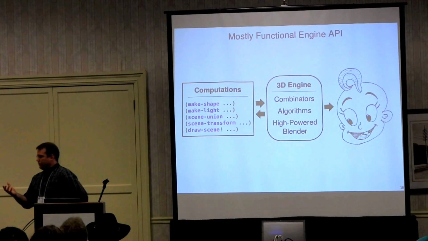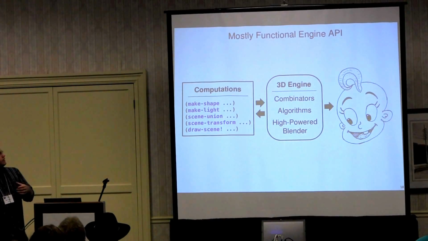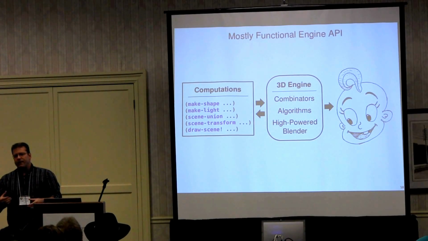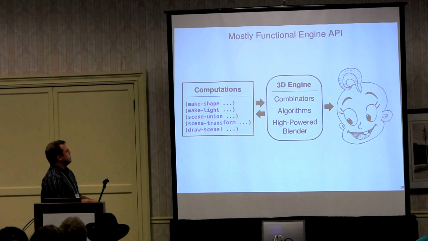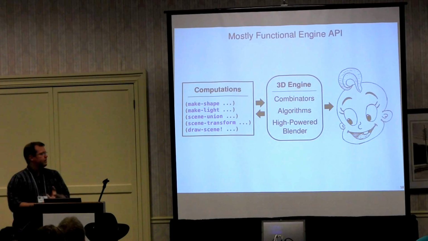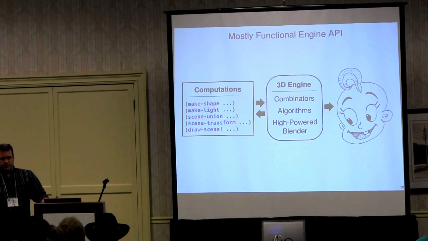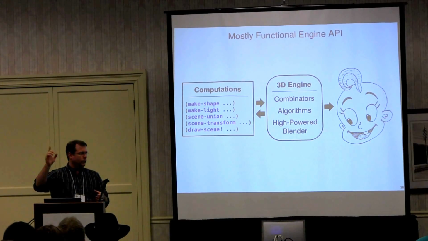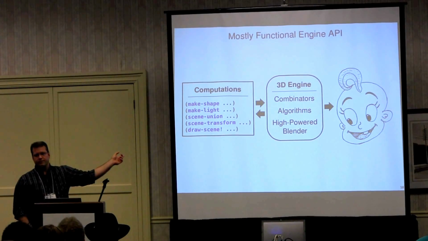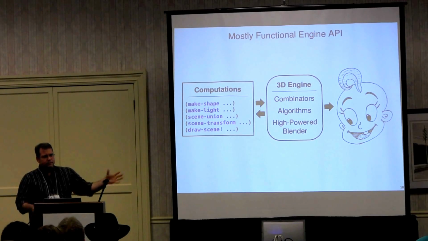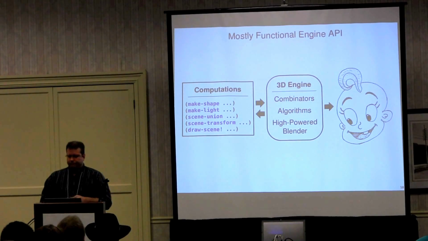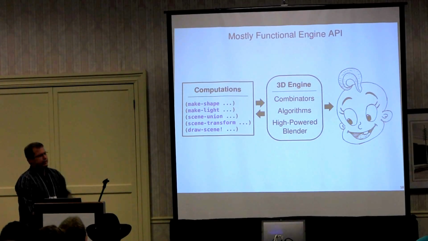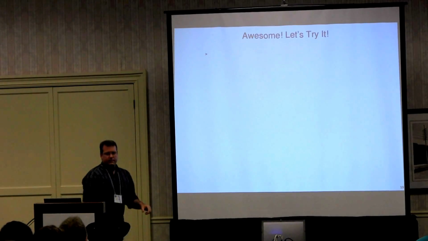So here's what I did. Take the tree, or the scene database, out of the 3D engine and make it something you can actually manipulate instead of giving commands to the engine. You make a shape, make a light, which makes scenes. You can take the union of a couple of scenes, which puts the two scenes together, do some transformations, and unfortunately there's one imperative thing left. Draw the scene, which is basically like a printf, so it's not that imperative. Anyway, that will put everything in the high-powered blender and send it to the giant baby. So, awesome, let's try it.